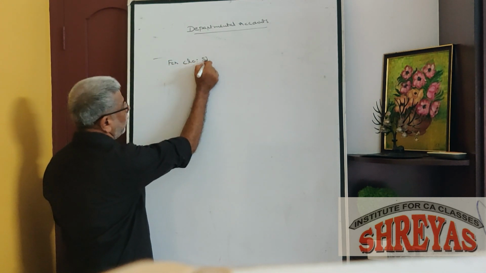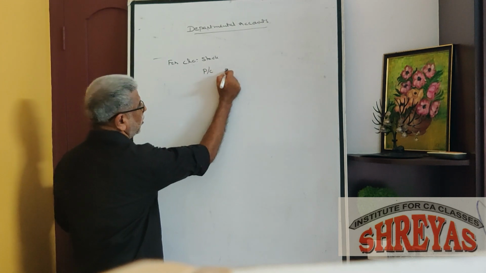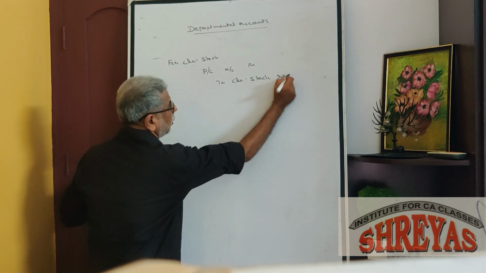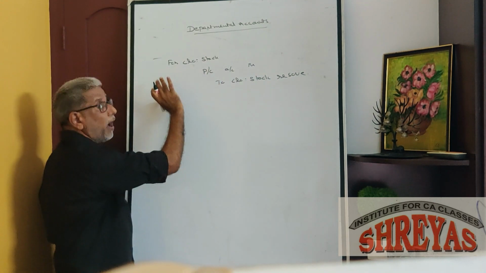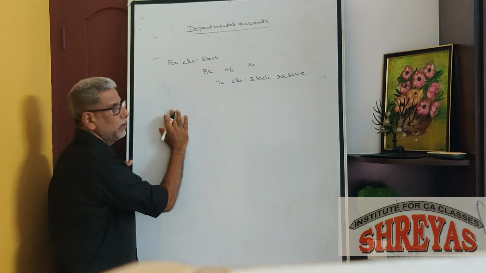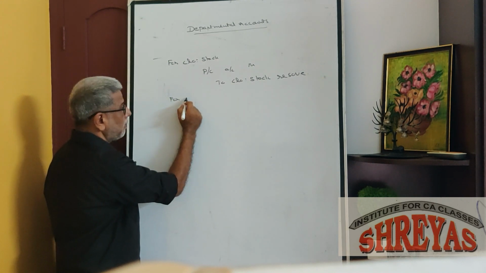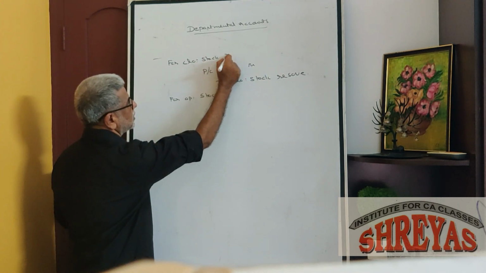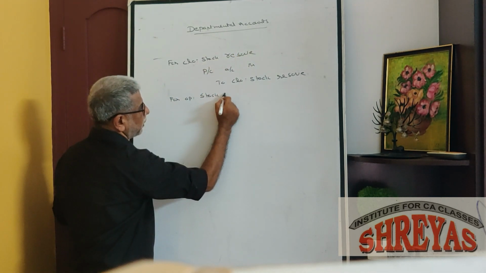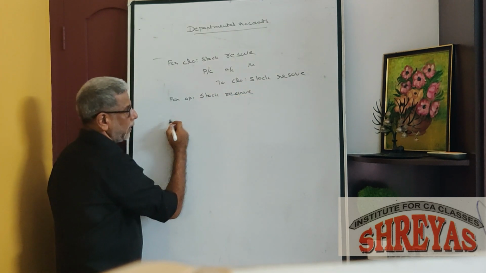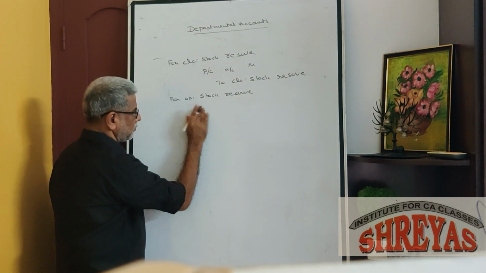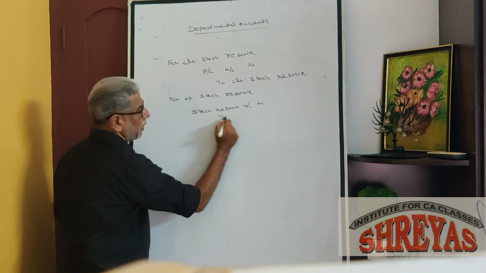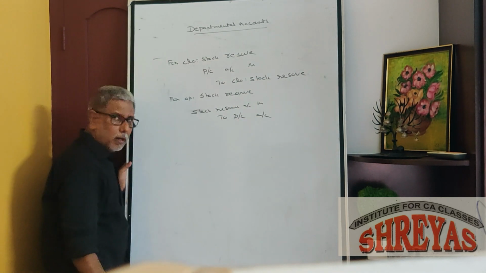For closing stock entry, profit and loss account debtor to closing stock reserve. Write this entry. P&L account debtor to closing stock reserve for eliminating the unrealized profit in closing stock. Then for eliminating the unrealized profit in opening stock, opening stock reserve. Entry: stock reserve account debtor to P&L account.